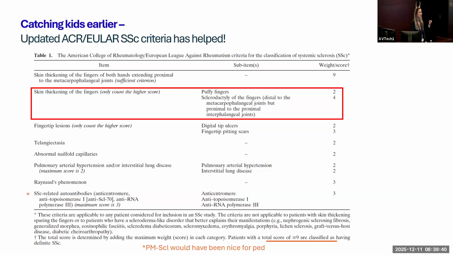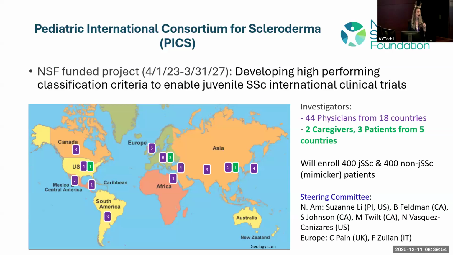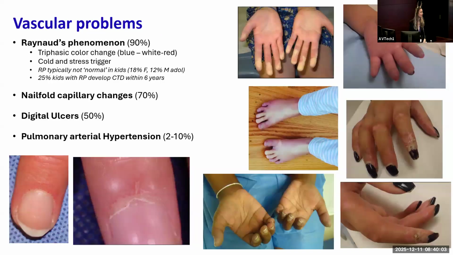But one of the things that has helped people is they realize this puffy fingers or sclerodactyly is part of the scleroderma diagnosis. Back in the day, you had to have skin thickening beyond your wrist, basically, to say it's scleroderma. So loosening that up, we're able to catch kids earlier. So I'm working with colleagues across the world to make that classification criteria a little more broad, even for kids, to pick that up sooner rather than later.